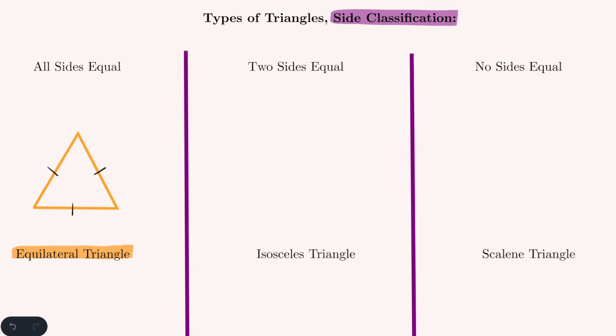Now it happens to be if all the side lengths are equal, then we also know all the angles are equal. Each of the interior angles would be equal to 60 degrees in an equilateral triangle.